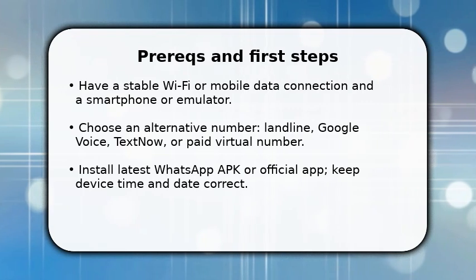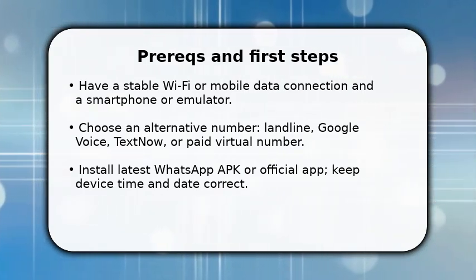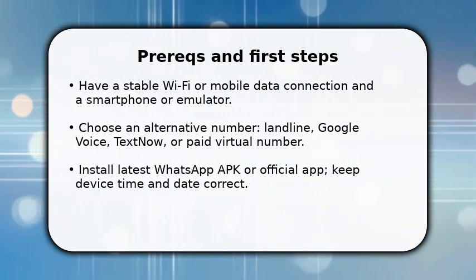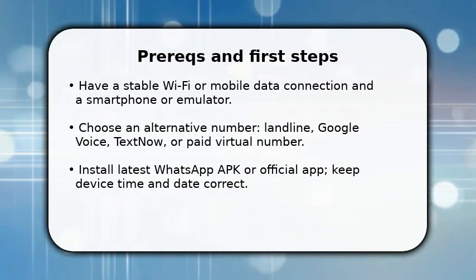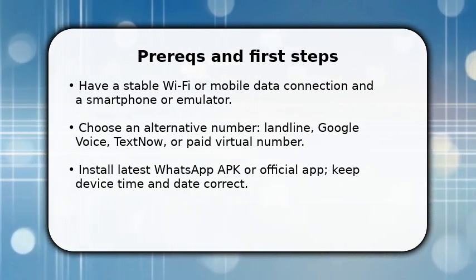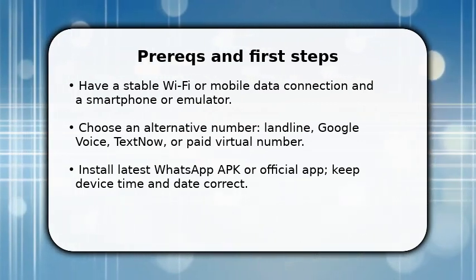You start by preparing essentials: a working internet connection, the WhatsApp app, and an alternate phone number you control. Once you have a virtual number service or a landline ready, open WhatsApp and begin the account setup. Enter the alternate number when prompted. WhatsApp will attempt SMS verification first. Make sure your device time is accurate because mismatched clocks can block verification.